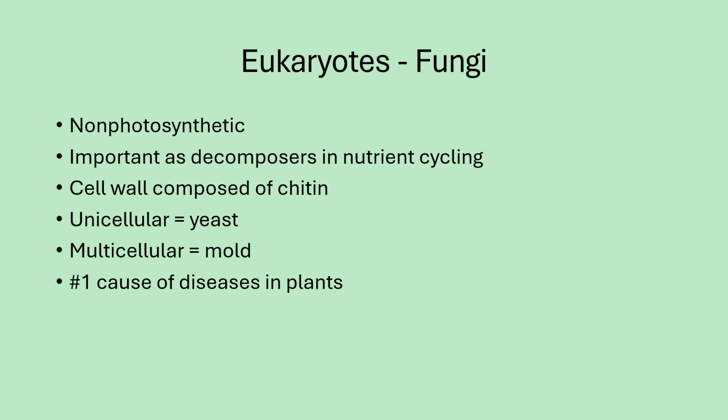Now, these are eukaryotes, so they will have a nucleus in them. If they are single cell, we refer to them as a yeast. If they're multicellular, it's mold. So both yeast and mold are types of fungi. Fungi are the number one cause of diseases in plants. So gardeners and farmers do not like them usually.